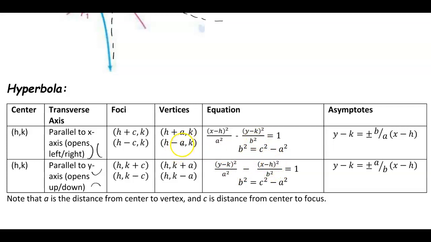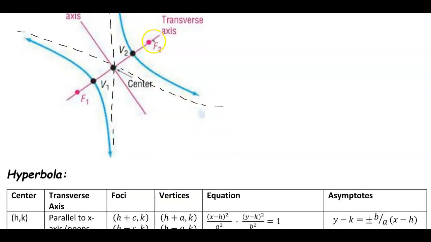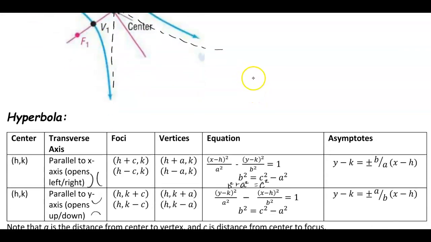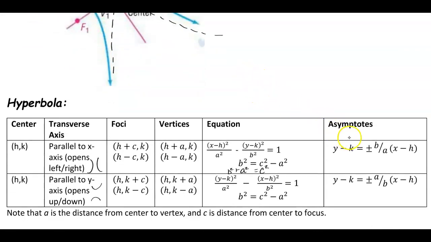So a gives us the distance from the center to the vertex. We need to know b also so that we can find c. So b squared equals c squared minus a squared here. And we can find c by moving that a squared to the other side. And c is going to be the distance from the center to the foci. Remember, foci are going to live inside of the openings there. So here's my opening, foci is going to be inside. Here's the other opening, foci is going to be inside. Really similar to what we saw with quadratics and parabolas.